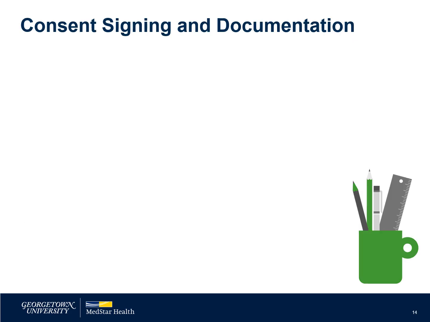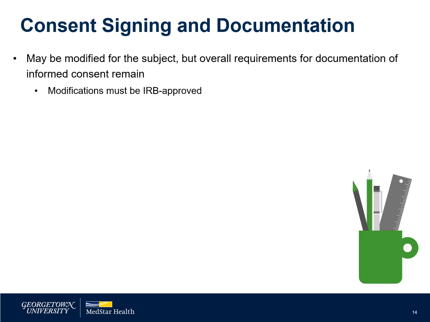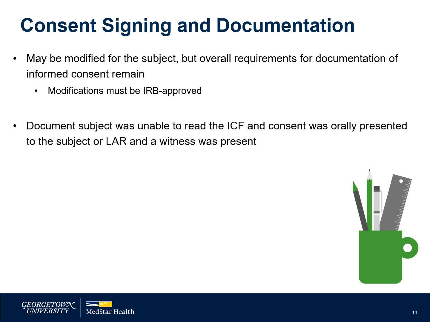There are additional steps that must be taken to ensure appropriate consent signing and documentation for English-speaking illiterate and blind research subjects. Documentation of informed consent for illiterate or legally blind subjects may be modified as approved by the IRB for the subject, but overall requirements for documentation of informed consent remain. Document that the subject was unable to read the consent form and that the consent was orally presented to the research subject or the subject's legally authorized representative, and that there was a witness to the oral presentation.